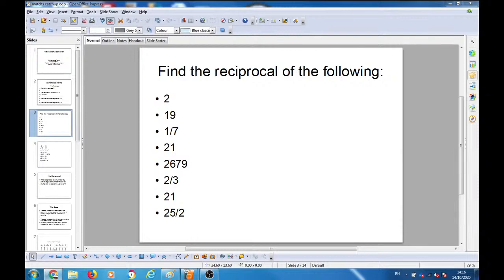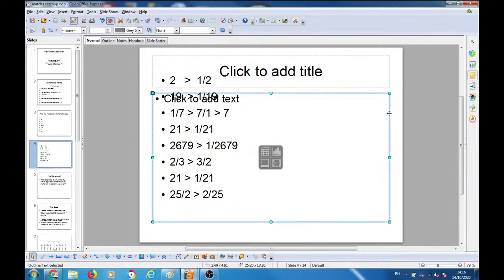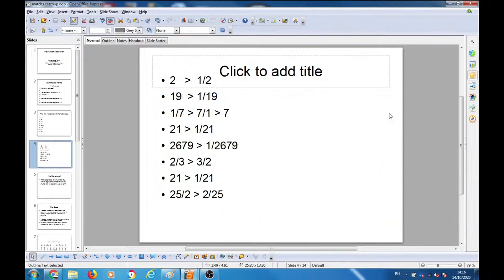I'm gonna go to the next page. Alright, we've got these boxes here. Let me see if I can get rid of them. Delete, yeah, and delete. So we've got those numbers here. So you can see the results.